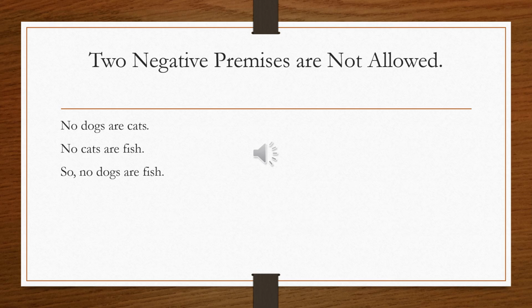So here's an example of a violation of the rule that 2 negative premises are not allowed. No dogs are cats, no cats are fish, so no dogs are fish. Now, the rule of having a negative premise if you have a negative conclusion and vice versa, that's not violated. But here, 2 negative premises, automatically invalid.